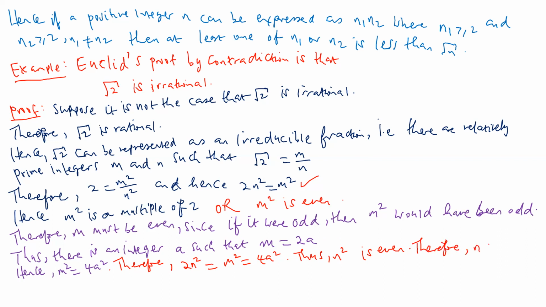Therefore, n must be even. By the same argument, as above. Okay, so we arrived at the fact that n itself must be even. Okay, it's a bit lengthy, but you can make it shorter.